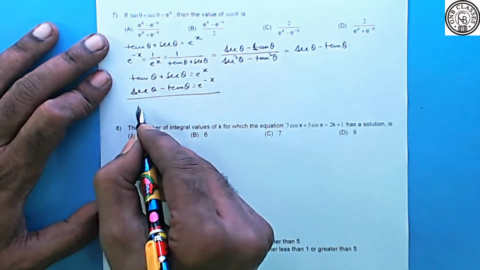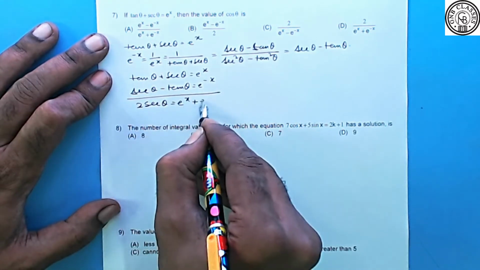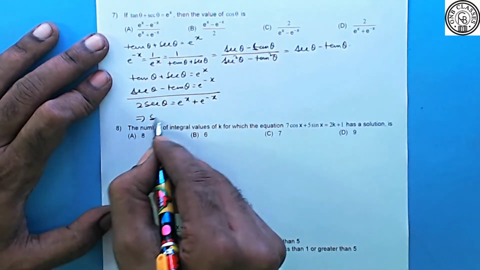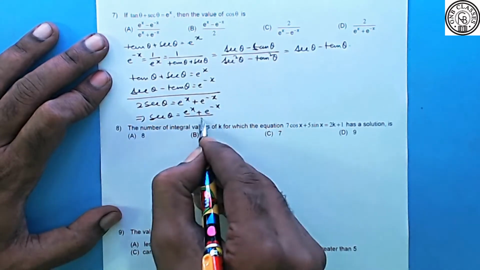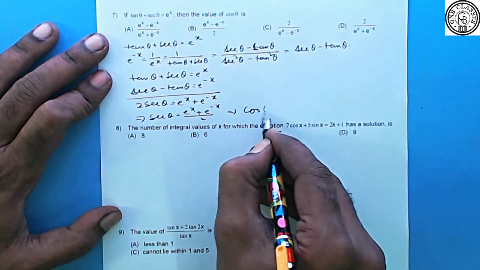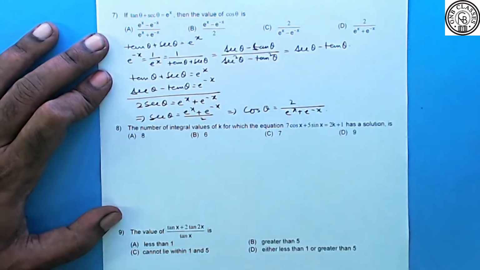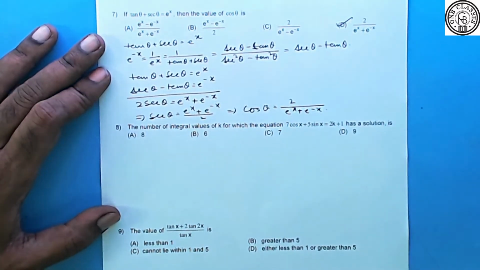So if we add, we are going to have 2 sec theta is e to the power x plus e to the power minus x. So from here we can say sec theta is e to the power x plus e to the power minus x by 2, which implies cos theta is 2 by e to the power x plus e to the power minus x. Therefore, your option D is correct.